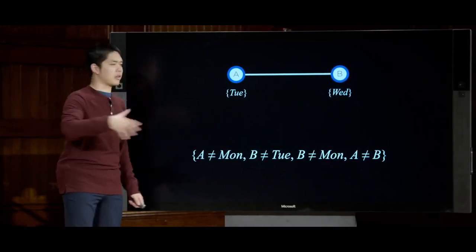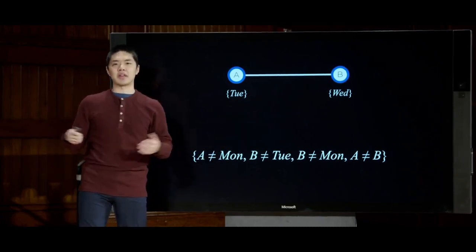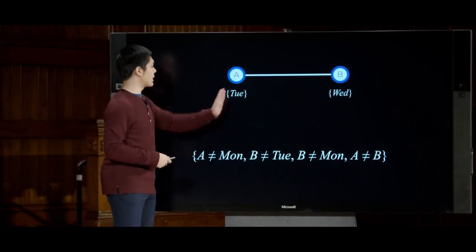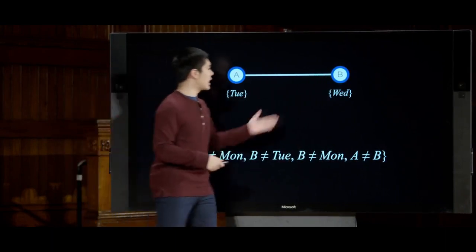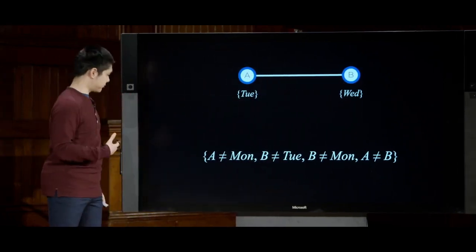And in doing so, I've actually solved this entire problem. Given these constraints, where A and B can have exams on either Monday, Tuesday, or Wednesday, the only solution is that A's exam must be on Tuesday and B's exam must be on Wednesday. That is the only option available to me.